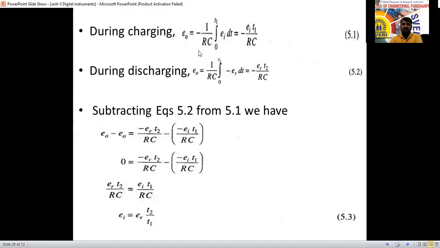I think charging and discharging is not there for you people, it was in the first year only, but it is not there here now. So during the charging, the output voltage across the capacitor, that is the integrator output, is equal to minus 1 by RC. The time taken to charge is T1. Yes or no? Time taken to charge is T1.